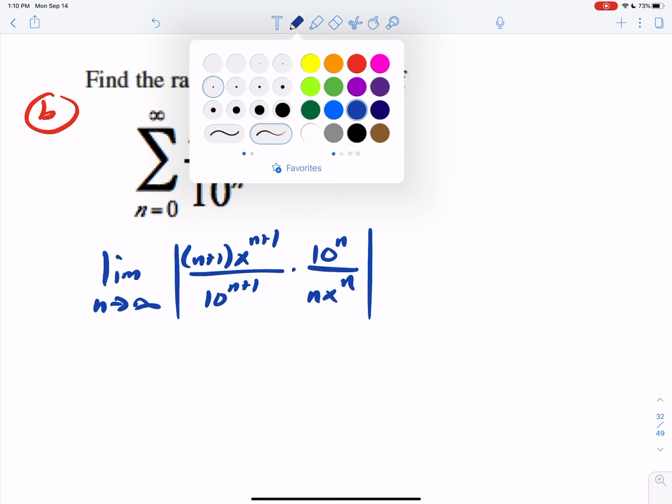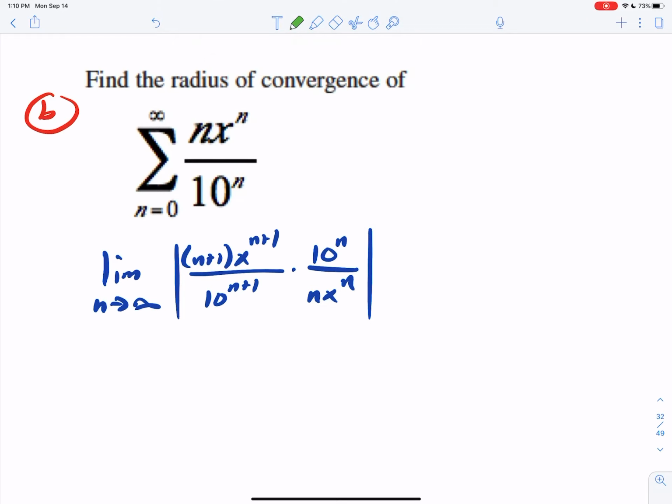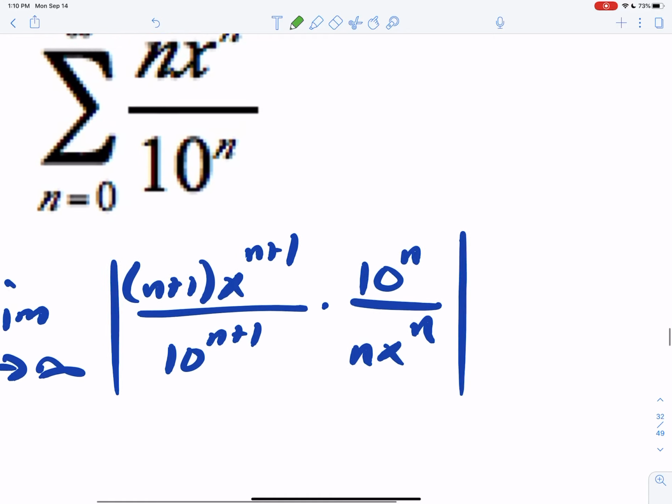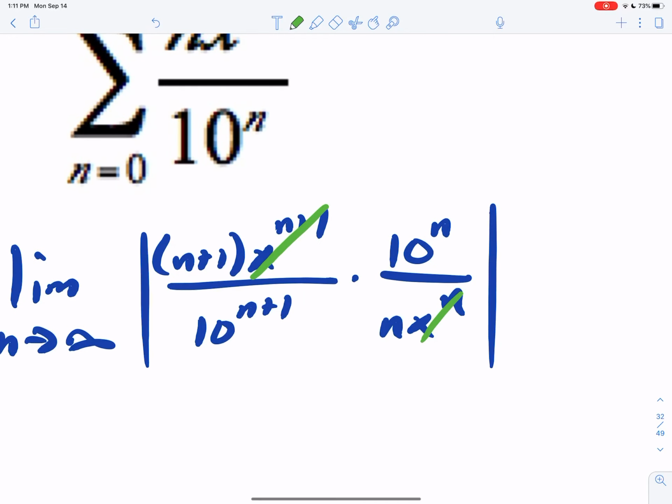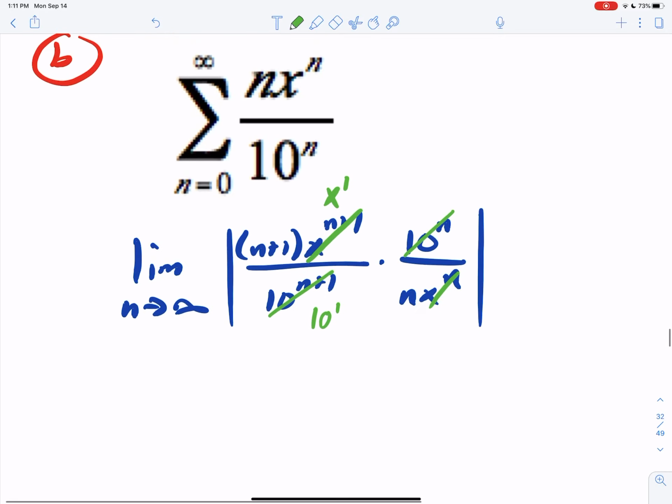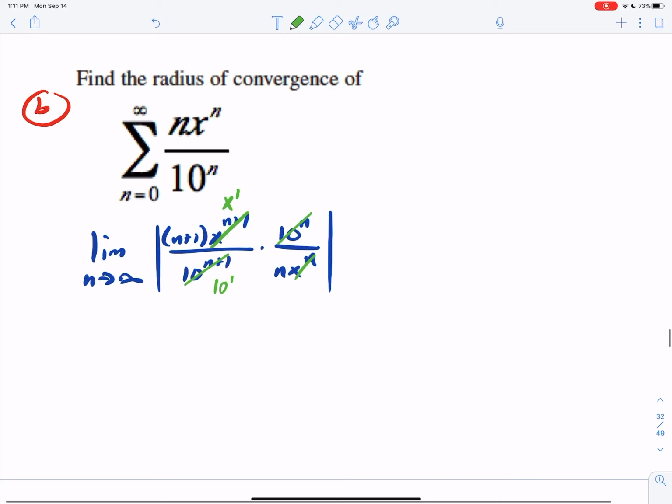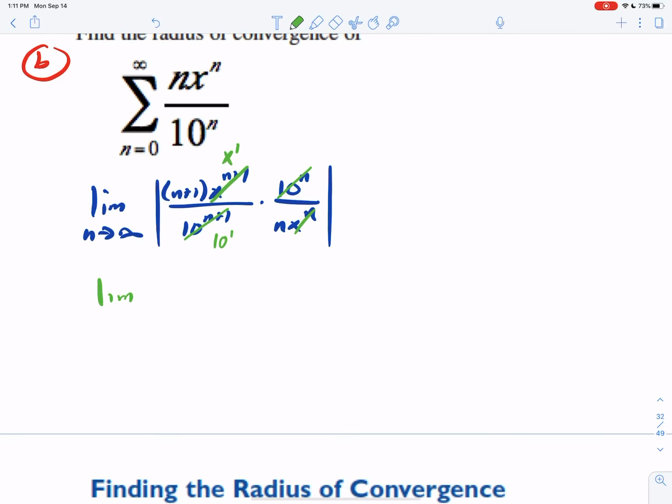Okay? By now, you guys should be able to understand this step here, okay? X to the n plus 1 and x to the n, that's going to reduce out to x to the first. If you don't get that, I encourage you to break it down, okay? Same thing here, 10 to the n and 10 to the n plus 1 will reduce out to 10 to the first down below. The n plus 1 and the n can't cancel out because they're not factors. So here's what we have. The limit as n goes to infinity of the absolute value of n plus 1 times x all over 10 to the first times n.